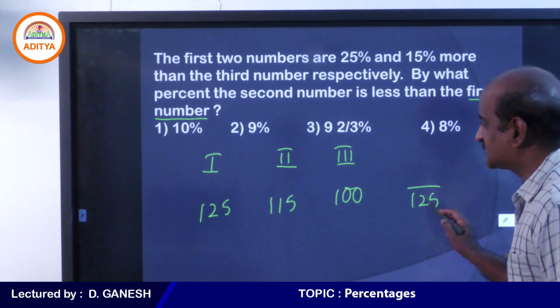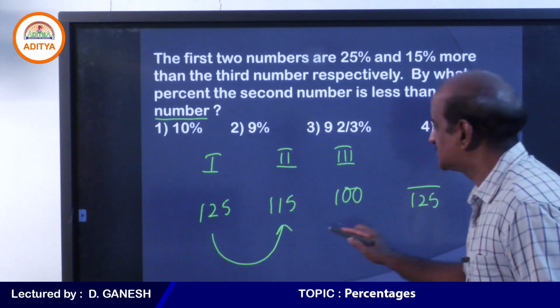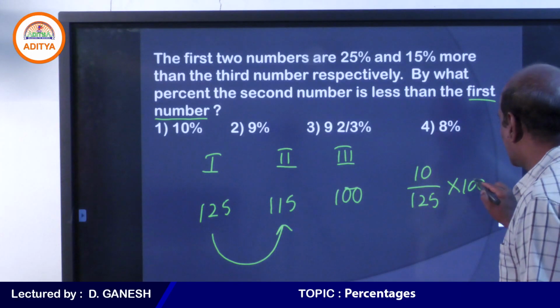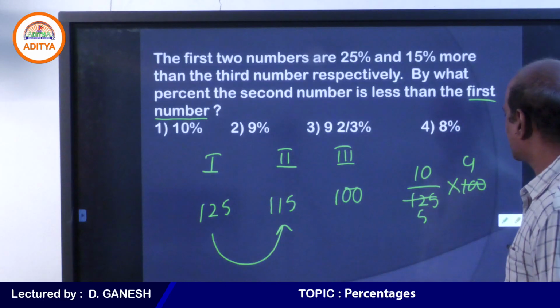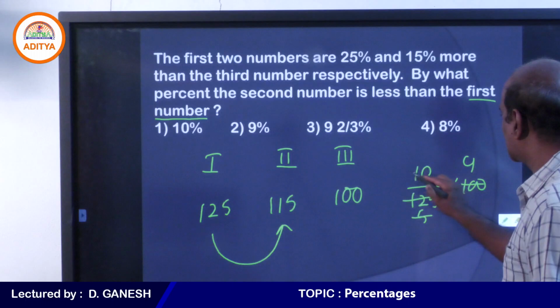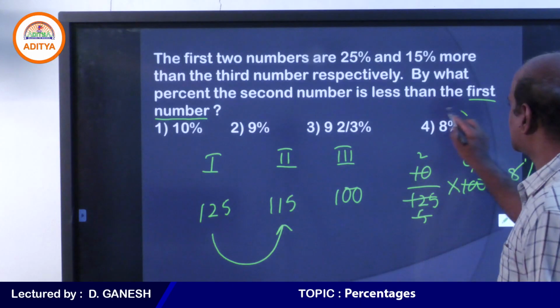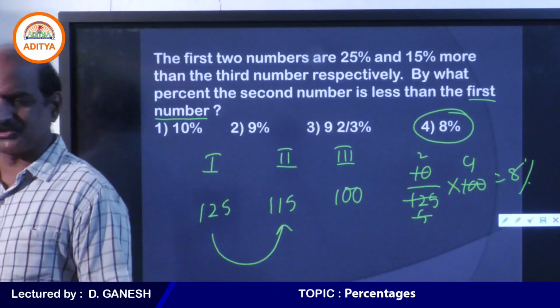So, when first number is 125, tell me how much second number is less? 10 less into 100. 25 cancels for 4 times, 25 cancels for 5 times, and 5 again cancels for 2 times. Therefore, your answer must be 8%. Therefore, your answer is fourth option.